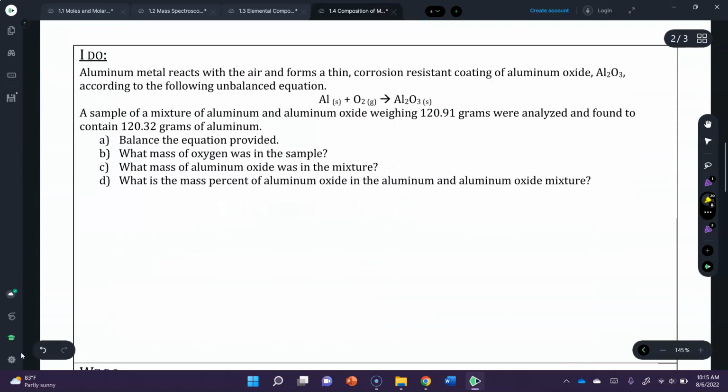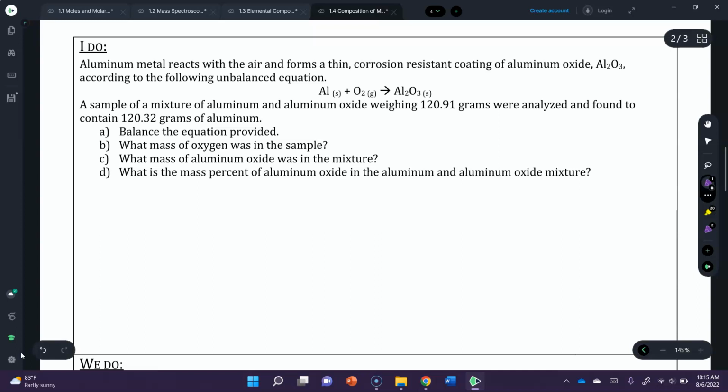So now we're going to move on to some I-dos using this concept of percent composition of mixtures. So aluminum metal reacts with the air and forms a thin, corrosion-resistant coating of aluminum oxide, according to the following unbalanced equation. So hopefully remember to balance our reactions. A sample of a mixture of aluminum and aluminum oxide weighing 120.91 grams was analyzed and found to contain 20.32 grams of aluminum. We have a series of steps that we're going to take.